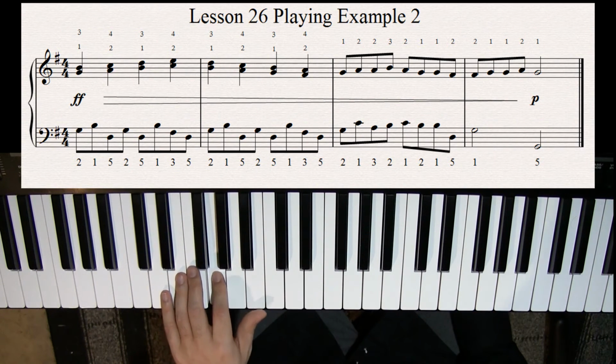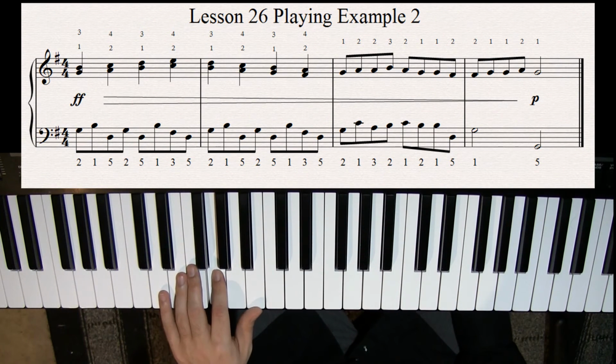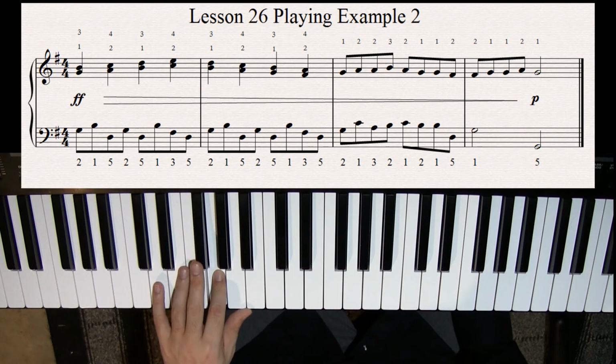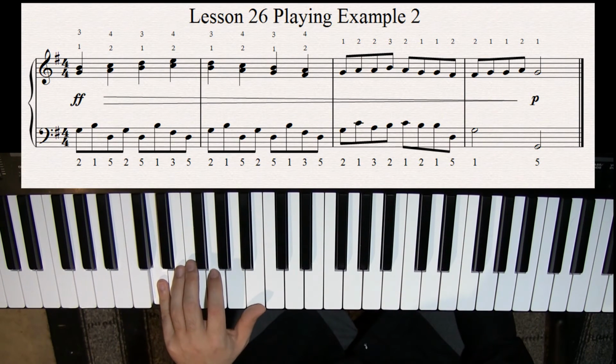We got G with 2, B with 1, D with 5, G with 2. Now for the second half of measure 1, you got D with 5, B with 1, D sharp with 3. Don't forget about that D sharp. And then you got D with 5, not G with 5, sorry.